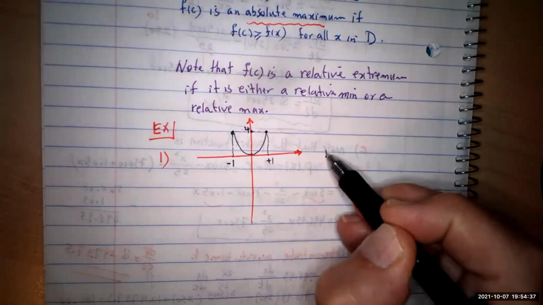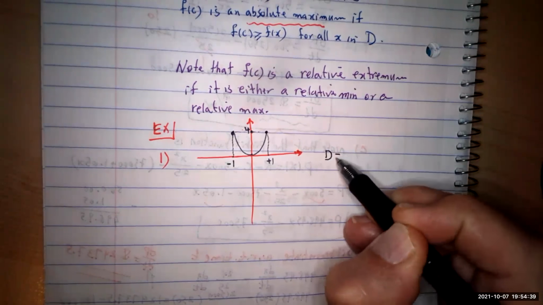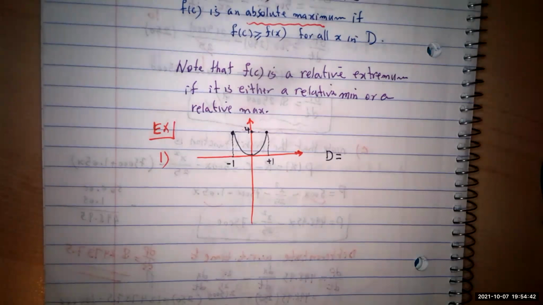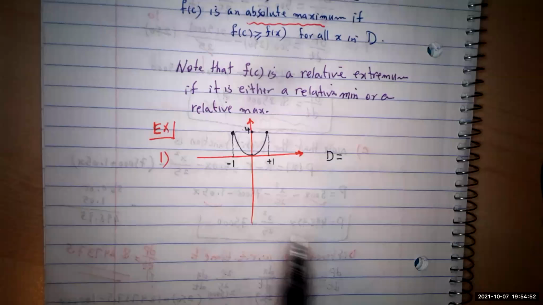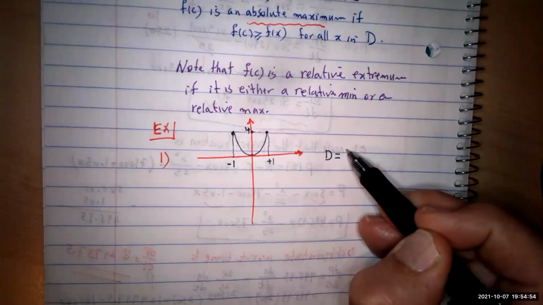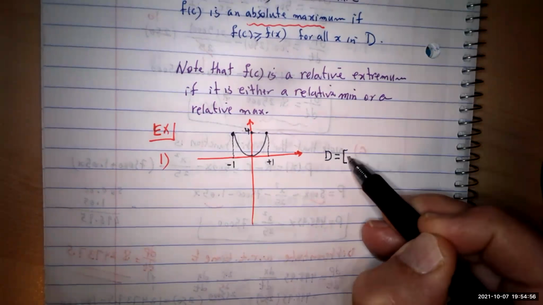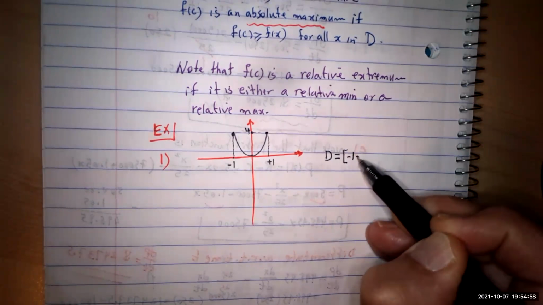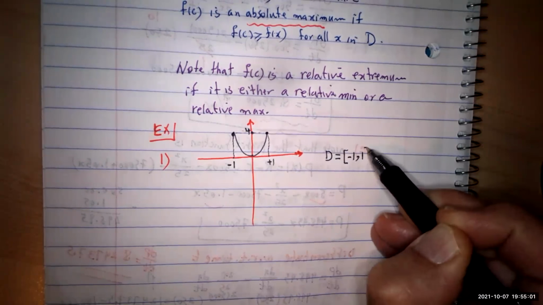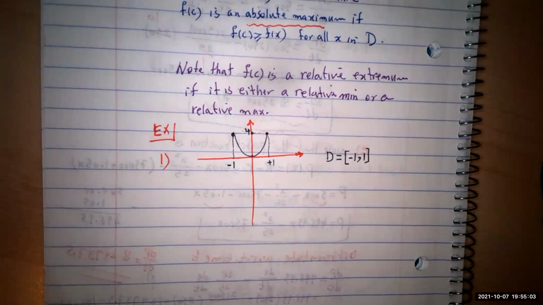So for example, for this function, what's the domain of this function? Anybody can suggest what's the domain? -1 to +1. Excellent. You see how far you can go to the right, to the left. You need to determine the domain first for all these problems. So that's going to be -1 and +1.